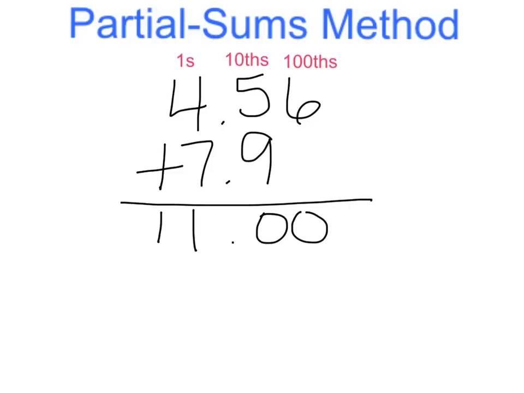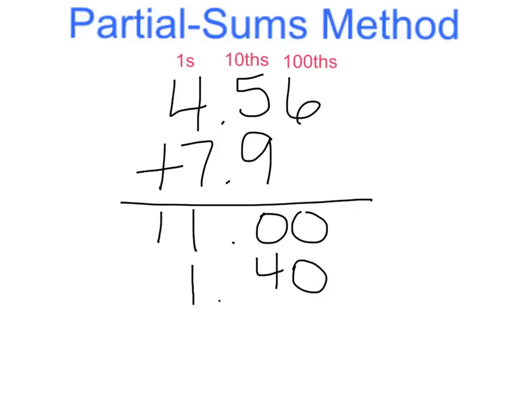I want to represent all of the places that I haven't added yet so that all of my numbers end up being the same length in the end. The next thing I'm going to do is add the tenths place and write that answer below my first answer. So 5 tenths plus 9 tenths is 14 tenths, which translates to 1.40.